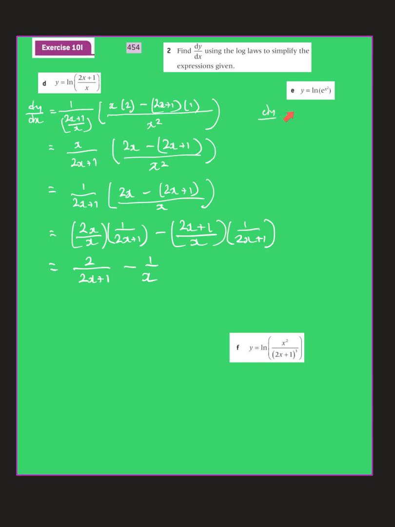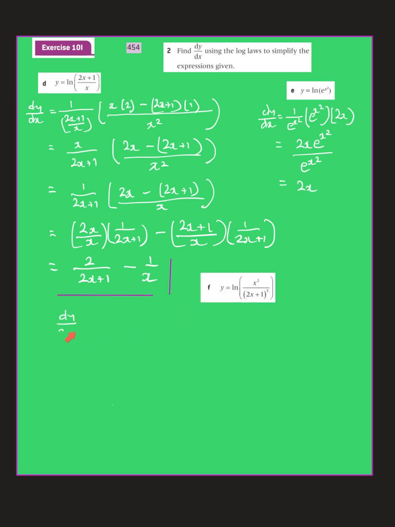Okay, so this one's a bit easier. The derivative of this is 1 over e to the x squared times the derivative of this. The derivative of that is e to the x squared times the derivative of x squared, which is 2x. That's 2x times e to the x squared over e to the x squared. They cancel and the answer is 2x.